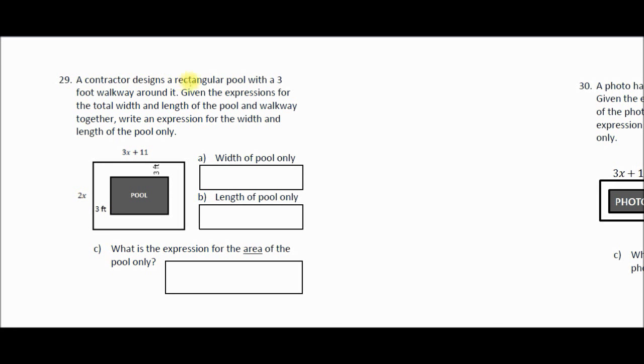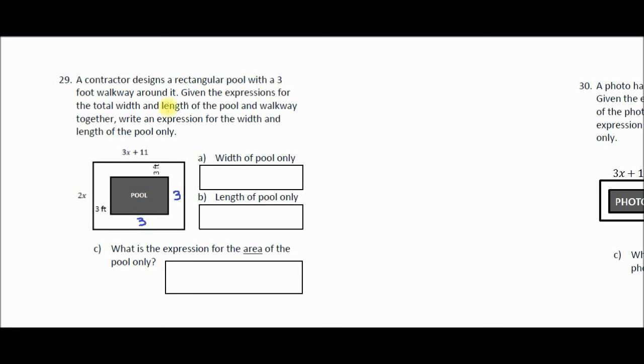A contractor designs a rectangular pool with a 3-foot walkway around it. In class, look at the diagram. You already see the 3 feet is marked. We know this is 3 feet wide this way. This is also 3 feet wide. And this is also 3 feet wide.